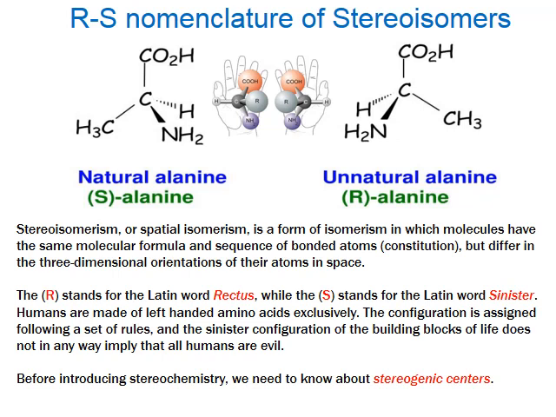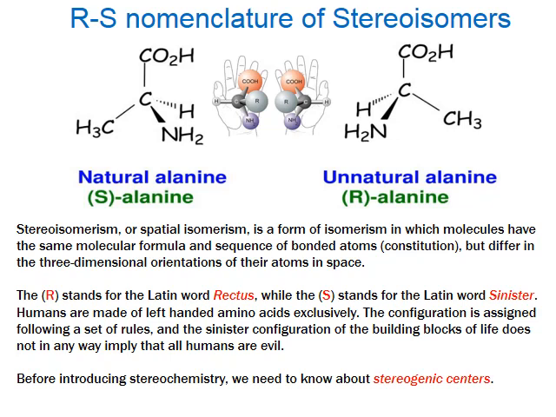Stereoisomerism is a form of isomerism in which molecules have the same molecular formula and sequence of bonded atoms, but differ in the 3-dimensional orientations of their atoms in space. Molecules having such configurations are said to be chiral. The term chiral is derived from the ancient Greek word for hand, the canonical example of chirality.